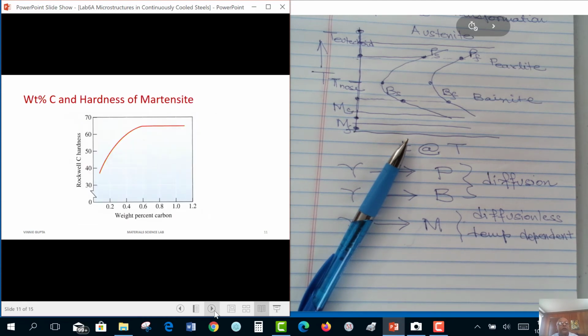So what happens to mechanical properties? As we have more and more carbon in our martensite, it will have more and more hardness. Eventually, we cannot strain harden that BCC crystal anymore. So after a while, increasing carbon doesn't give any benefit. So most medium carbon steels have no more than 0.6% carbon or so.